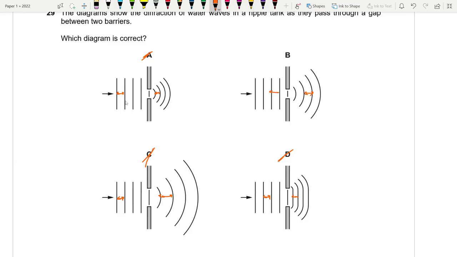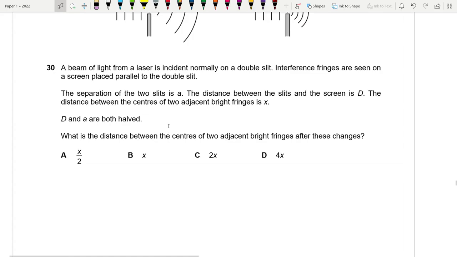For B, the distance remains the same. So B is the answer. Okay, 29 is B. 30.